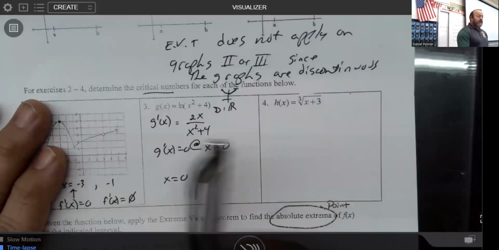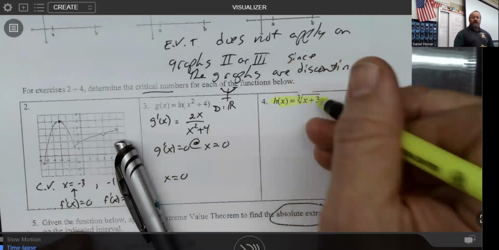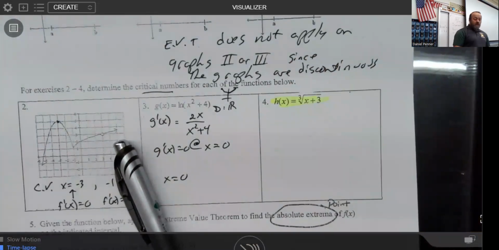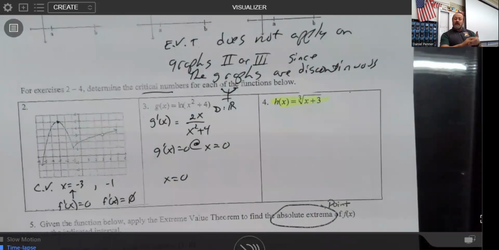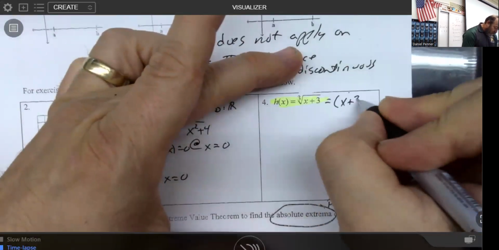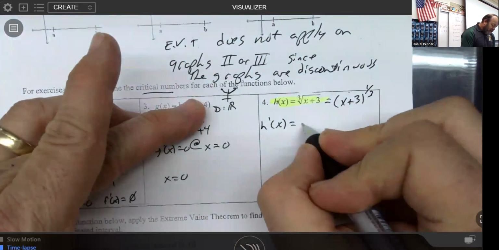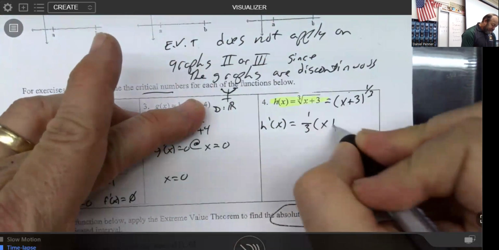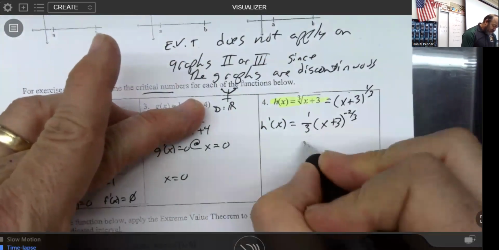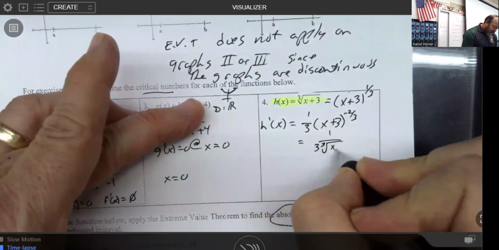Now, this is the one that we've been trying to stress with you over the last couple of days. This is what I've been calling the cusp alert. It is raised to the 1/3 power, which you can do all day long. You can do positives, negatives, you can do 0. It doesn't matter at all. But since it stands to the 1/3 power, its derivative is going to be 1/3 times x plus 3 to the negative 2/3 power, or in other words, 1/3 cube roots of x plus 3 squared.